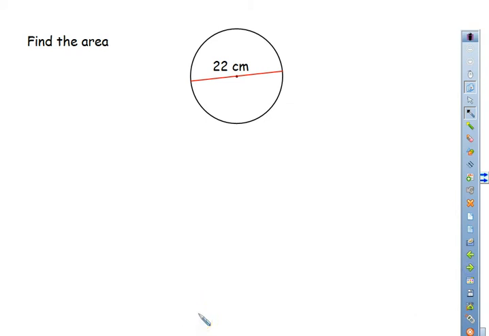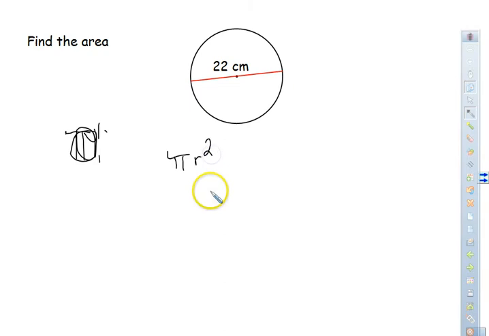Now find the area. Let's go ahead and hit pause. Alright, our formula for this is pi times the radius squared. So we are going to take 3.14 times, well, what is the radius of this? They gave me the diameter. I only need the radius from here to here. So you have to divide that by 2, and you get 11 centimeters, and that is squared.